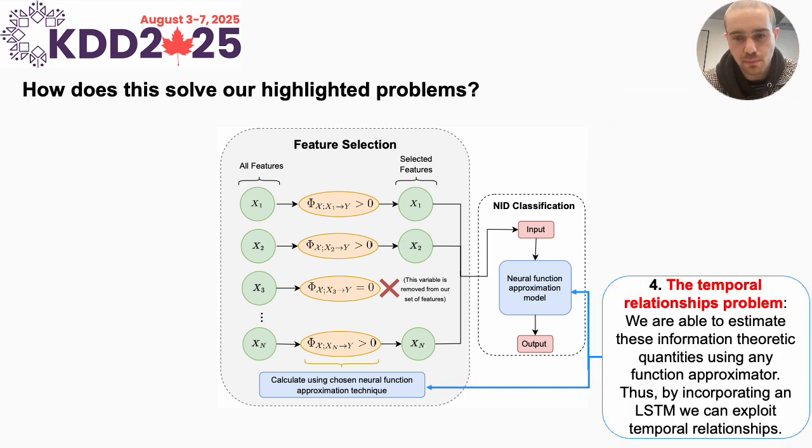And finally, the temporal relationships problem. Basically, the conditional entropies we used to describe our condition can be rewritten as a supremum over a set of functions and therefore can be approximated using classic function approximation. Therefore, any technique used to improve our classification function approximator can also be incorporated into our condition approximation.